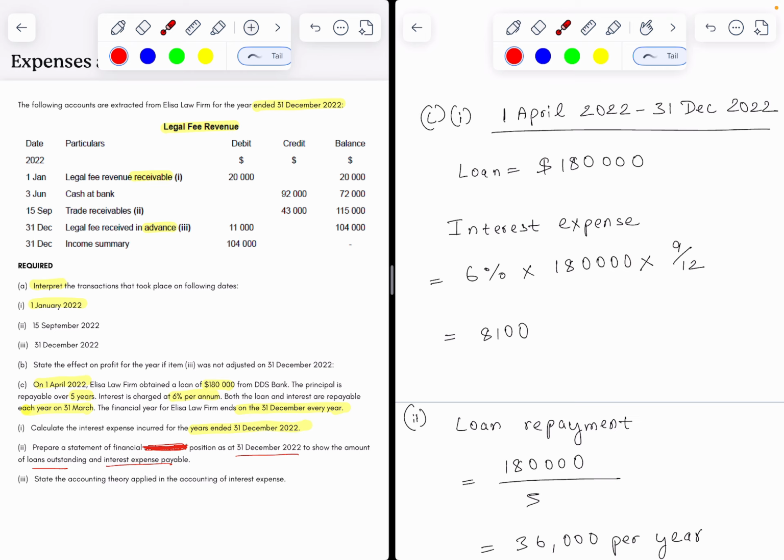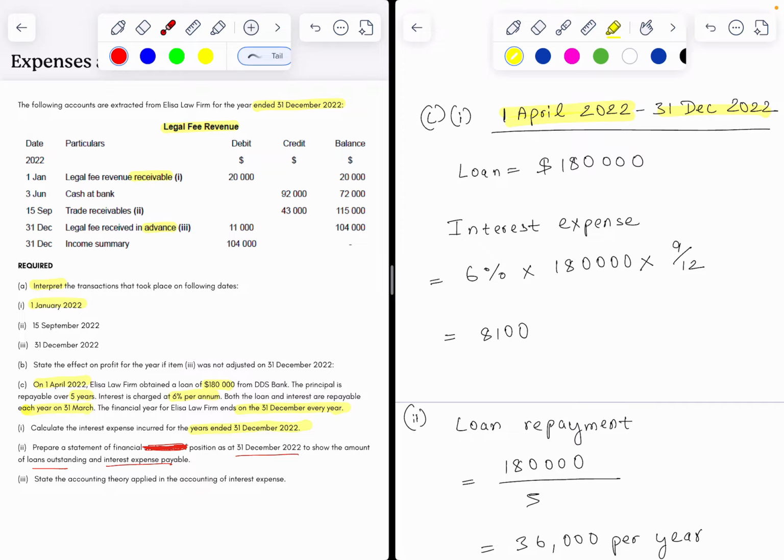So let's understand what's going on step by step. We understand the loan was taken on the 1st of April 2022, and the business is preparing the financial statements and the books on the 31st of December 2022. So from the 1st of April 2022 until the end of 31st of December 2022, we have 9 months in total. And we are interested in finding the interest expense incurred for these 9 months, which we want to show in our books at 31 December 2022.